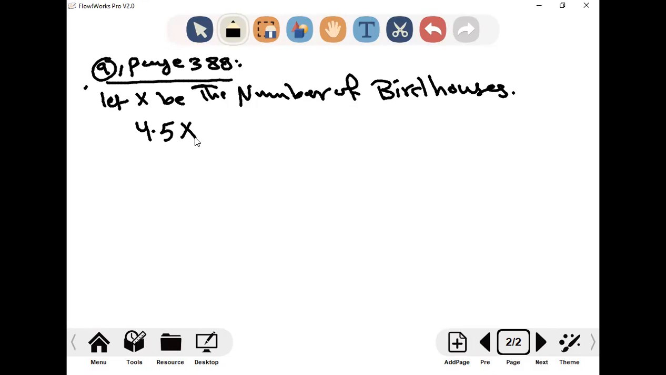If he has no more than 80 feet of plants, he doesn't have more than 80 feet. Less than, no more than, right? Less than or equal. Do you understand? Right. Now let's solve the inequality to find x.